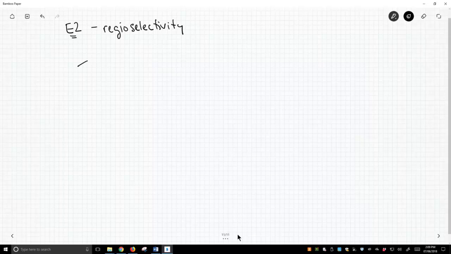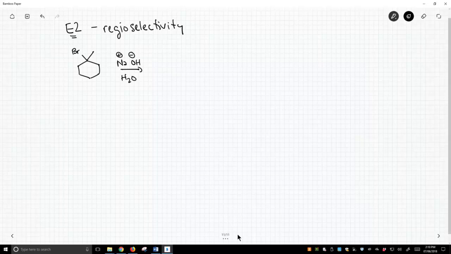So let's look at an alkyl halide. Here's a molecule. We're going to react this with a base. Let's keep it simple and quick to draw. Sodium hydroxide, probably running in water. And this is a strong base. We have a halide. So we're going to do an E2 reaction here.